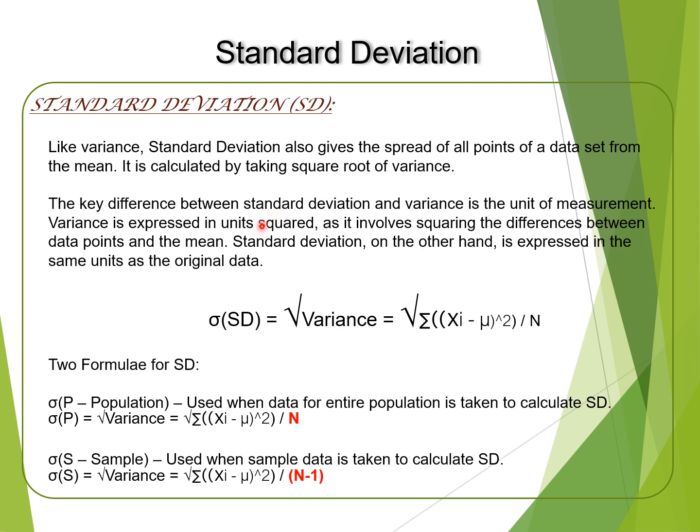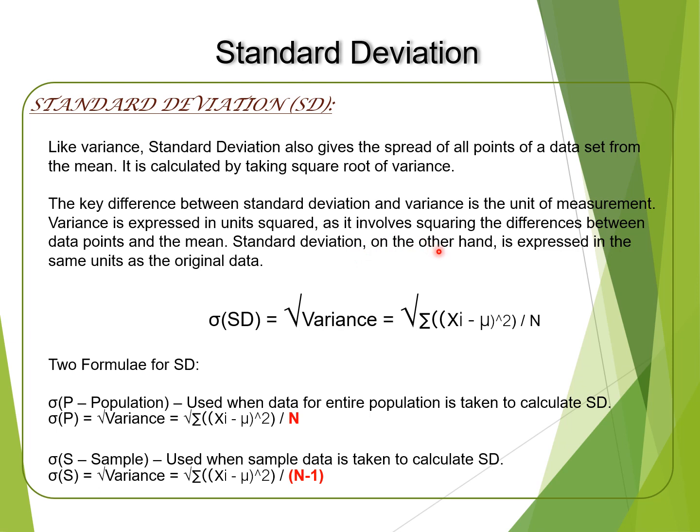So the key difference between standard deviation and variance is the unit of measurement. Variance is expressed in units squared. If you can recall the last slide, we said if the data set is in meters, then variance will come in meter square. If the data is in kg, the variance will come in kg square. It comes in square as it involves squaring the difference between each data point and the mean, each data minus mean, and whole square.